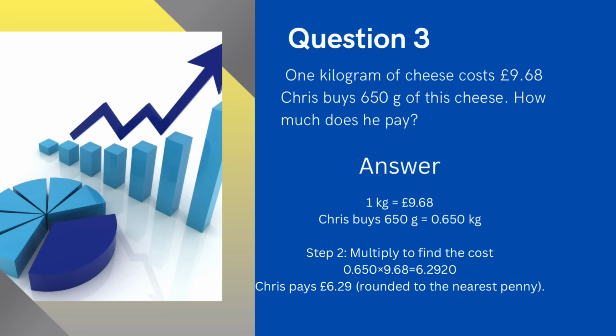Step 2. Multiply to find the cost. 0.650 times 9.68 is equal to 6.2920. Chris pays £6.29, rounded to the nearest penny.